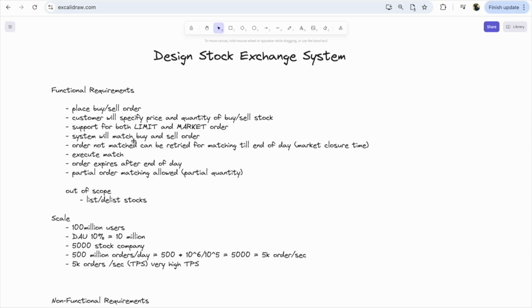The system will match buy and sell orders. This is one of the main functionalities of a stock exchange system. So it has to match buy and sell orders.